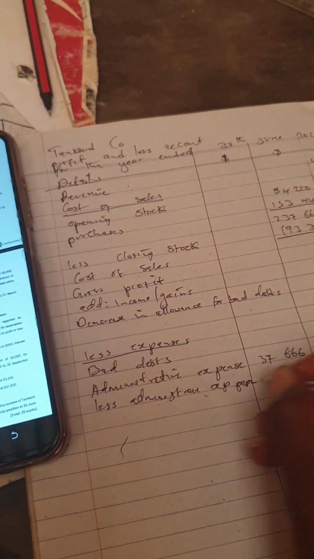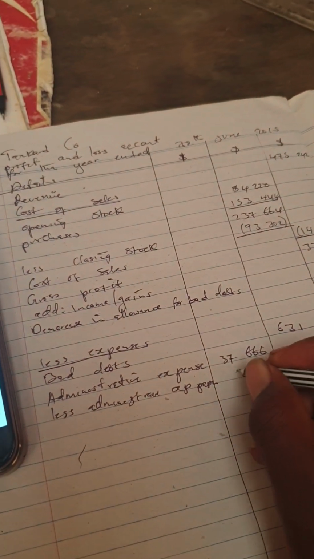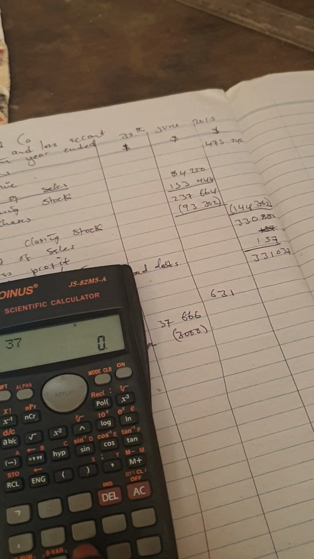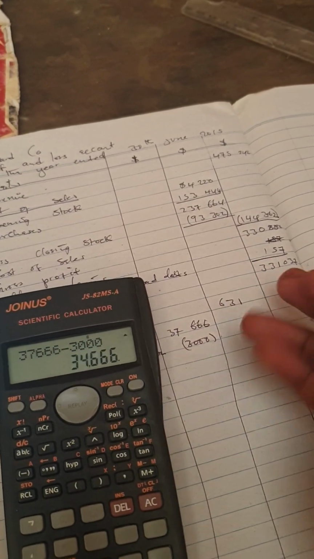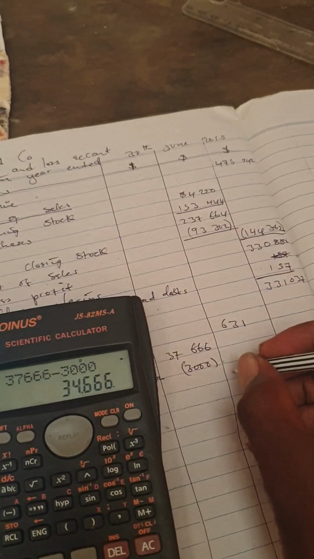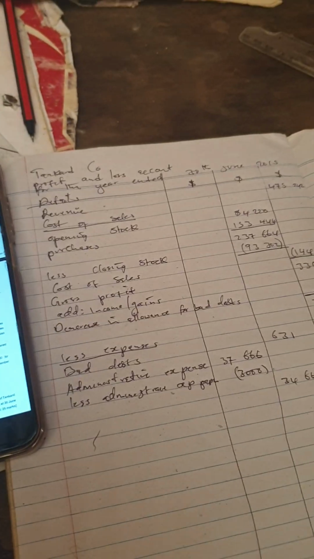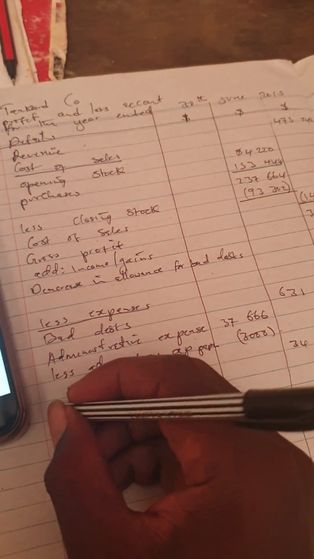Okay, I don't have enough space. Prepaid, which is 3,000. So it was 37,666 minus 3,000. This is giving us 34,666. Okay, next, after administrative expense we have distribution expenses.